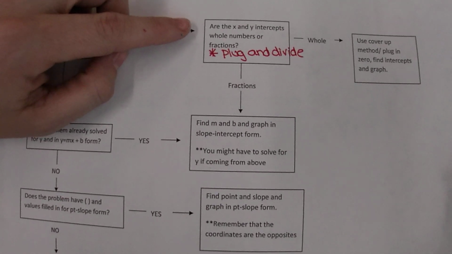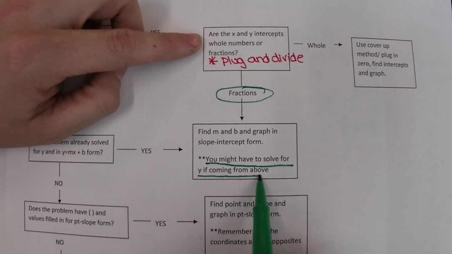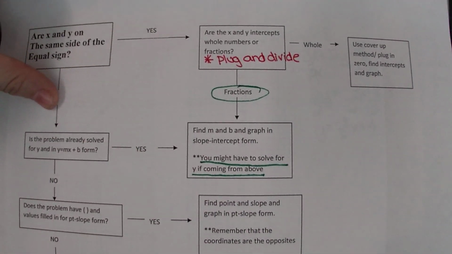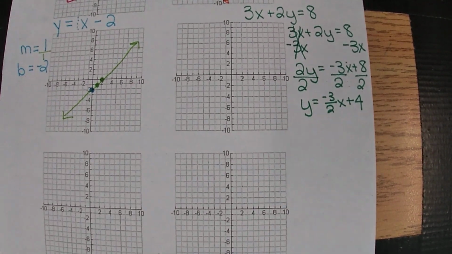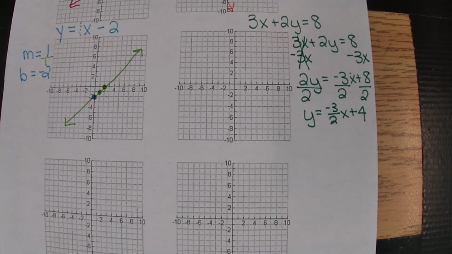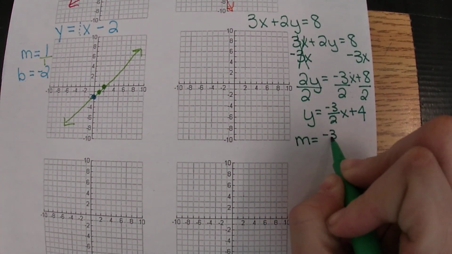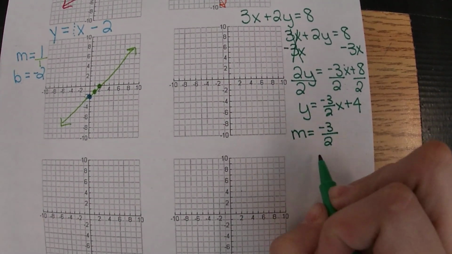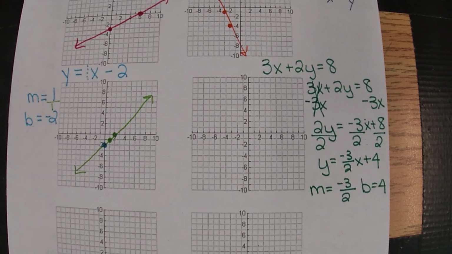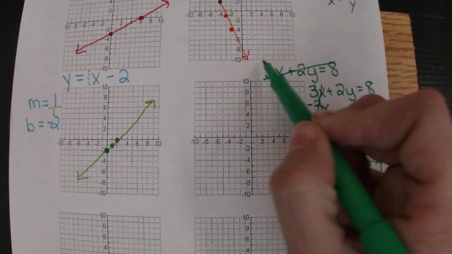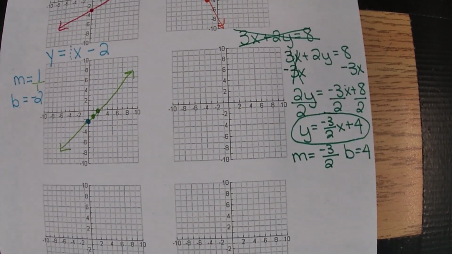So negative 3/2x. And then 8 divided by 2 is 4. Okay, so when I got this as fractions, you might have to solve for y. Once we solve it for y, now this is in slope-intercept form, and we no longer have to approximate. Okay, now when we look at this, we know that our m is negative 3/2, and our b is 4. So we're no longer going to pay attention to this equation up here, but we're going to look at its equivalent form down here.